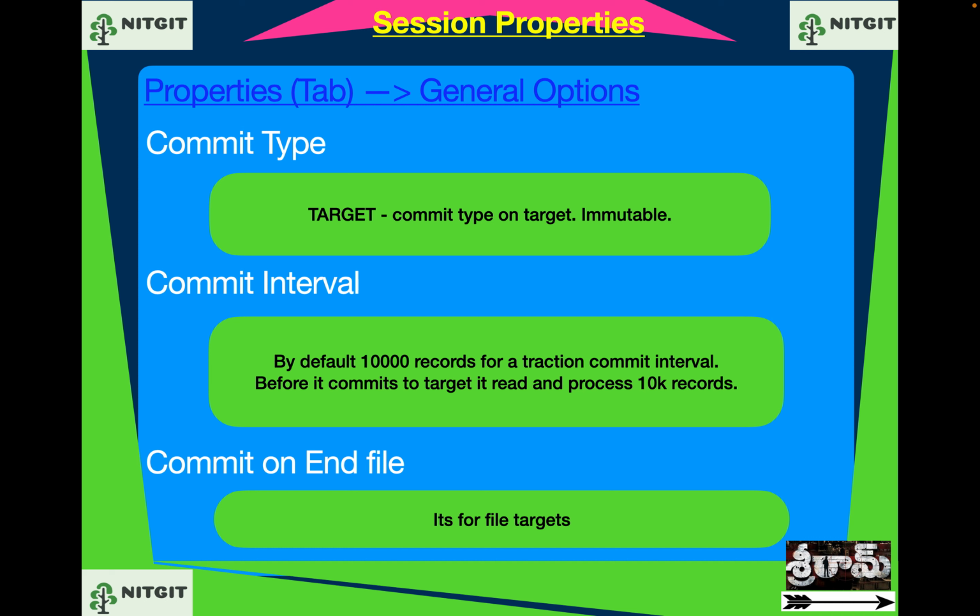Commit on end file. The above commit interval and commit type are based on database targets, whereas for file target, commit on end file is the file target property to set up.